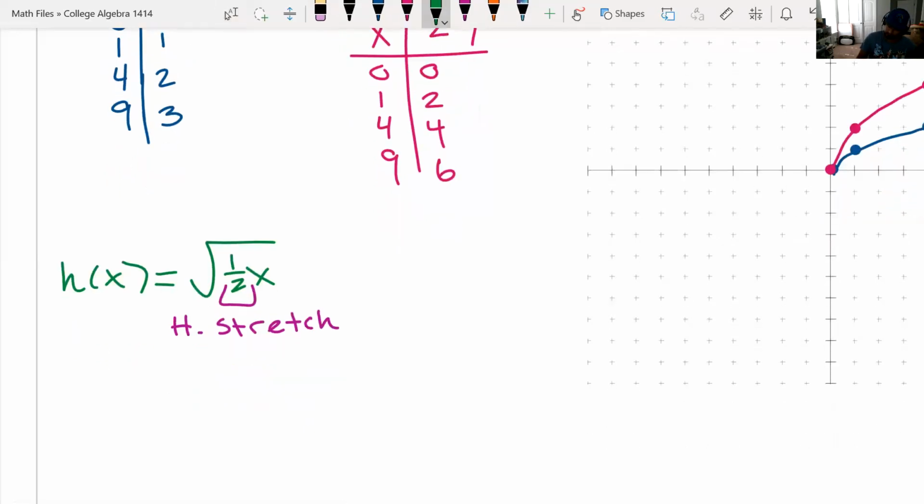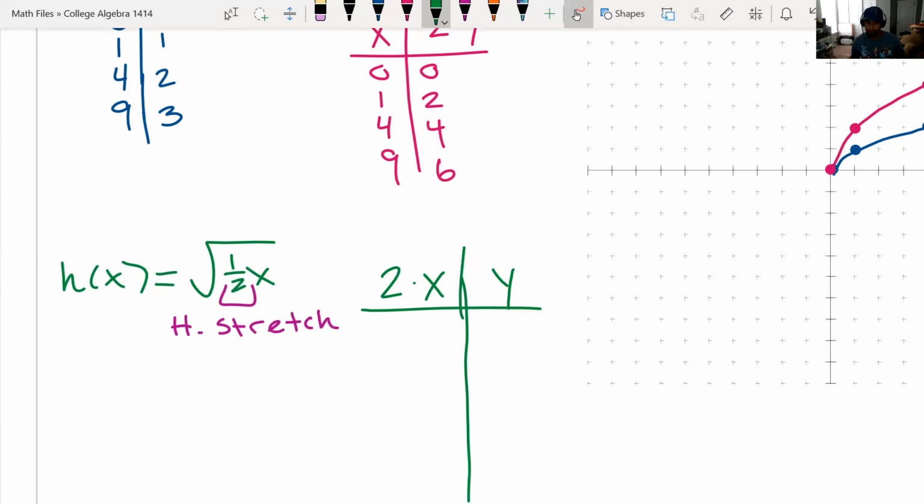So a horizontal stretch. All right. XY chart. Now, since it's a horizontal stretch, and remember you always think of horizontal transformations being opposite, we're not going to multiply our x values by 1/2. We have to multiply all the x values by the reciprocal of 1/2, which is going to be 2. So we'll have 2 times x, and the y values from the parent function will stay the same.